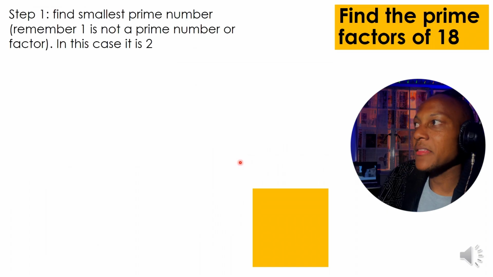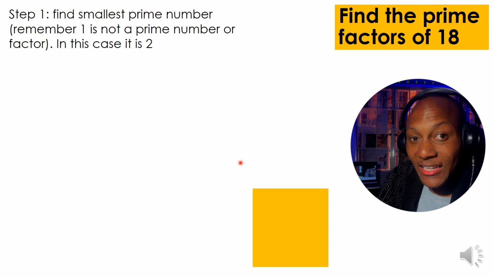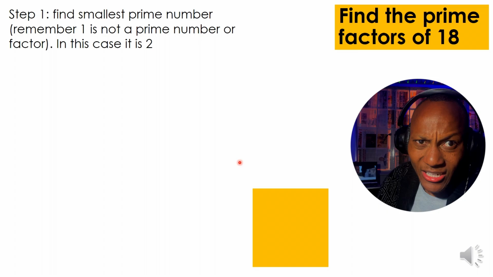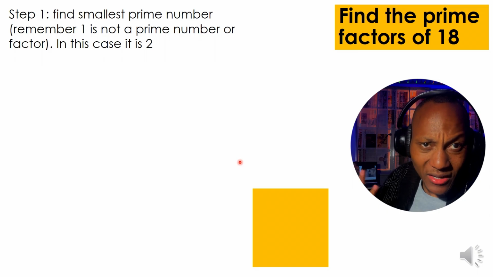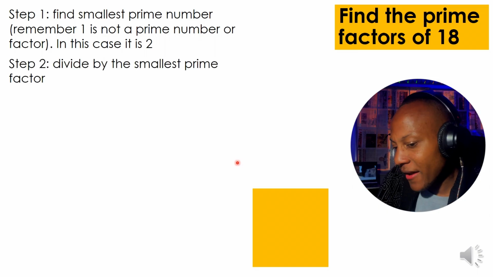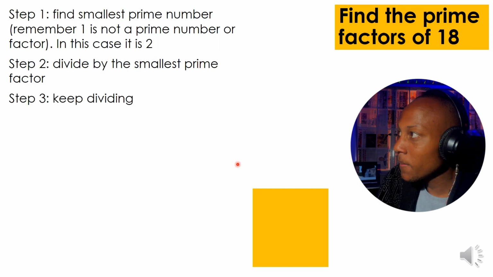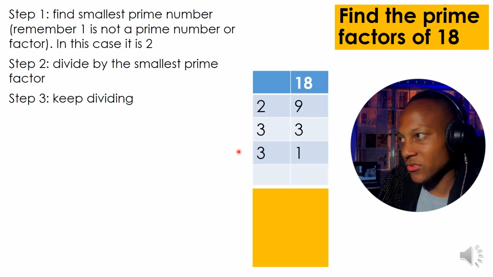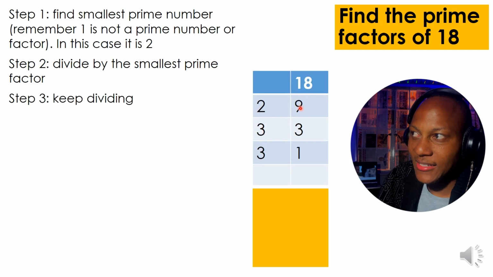Step 1, find the smallest prime number that can get into 18. 2 can get into 18. That's the smallest prime number that can get into 18. Then when you find that number, divide 18 by 2 and continue doing that until you're left with 1. So 2 into 18, you get 9.